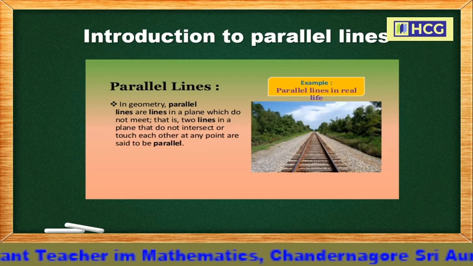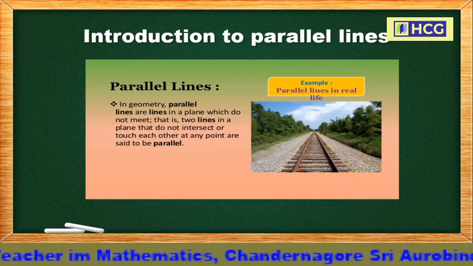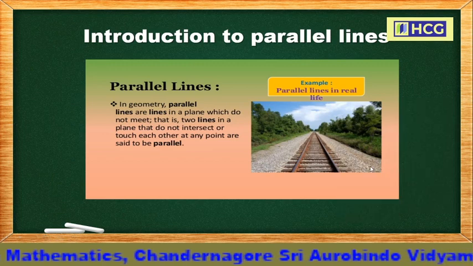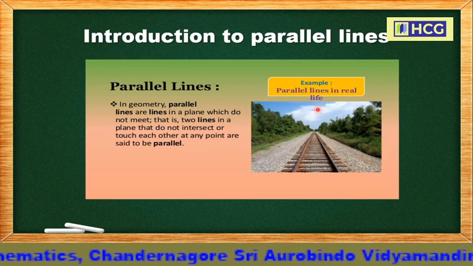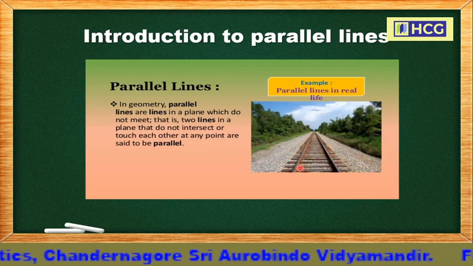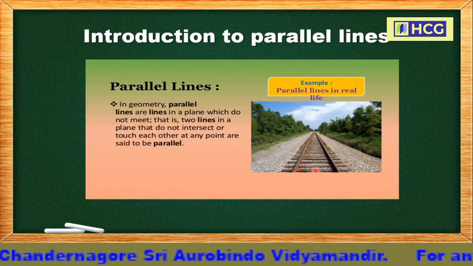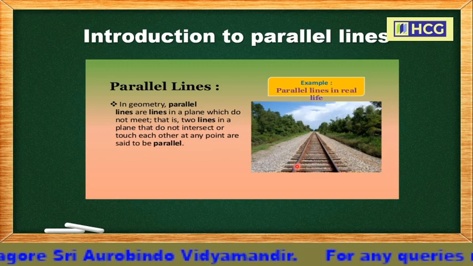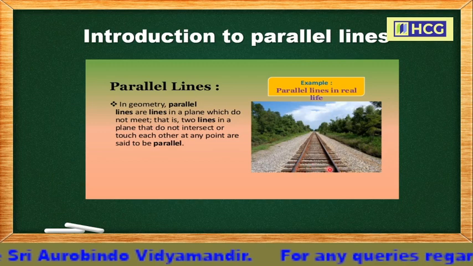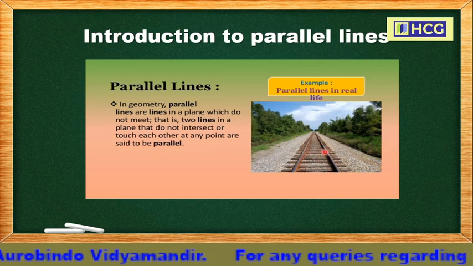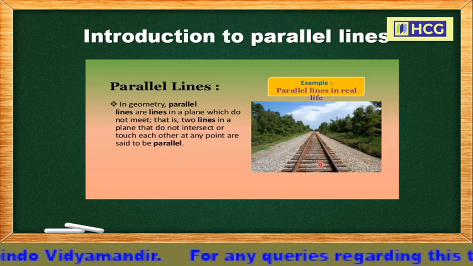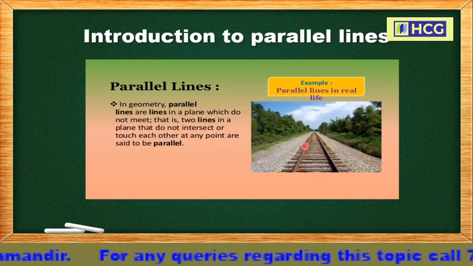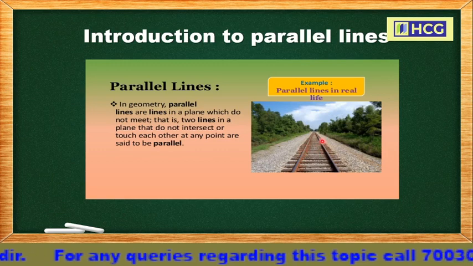Now we see a picture. This picture is a rail line, and in this rail line there are two paths, and also we see that the distance of two paths is always fixed. Now distance here is this line, distance here is this line, distance here is this line. So this distance is always fixed.